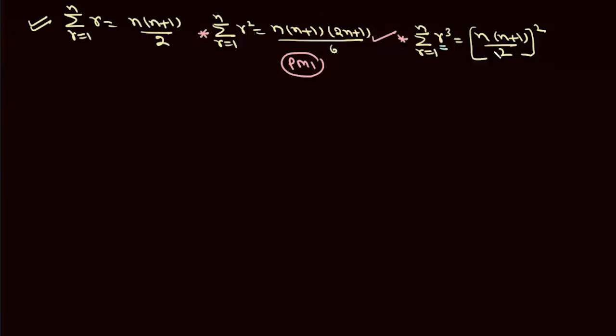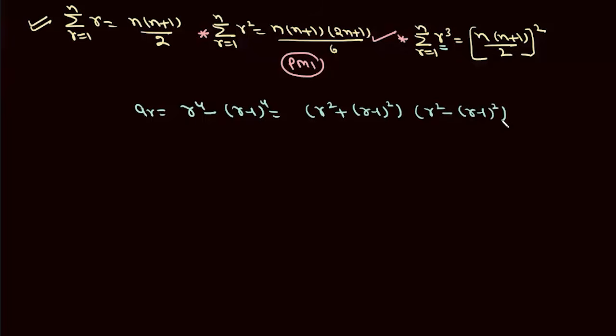Likewise, you can prove summation r cube equals n into n plus 1 by 2 whole square. And for this, you'll need this AR as r to the power 4 minus r minus 1 to the power 4. Now this is a plus b, a minus b. So it'll be r square plus r minus 1 square, and it'll be r square minus r minus 1 whole square. So this AR will be r to the power 4 minus r minus 1 to the power 4. Now this is 2r square minus 2r plus 1.